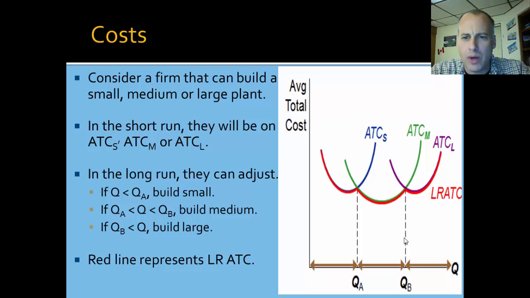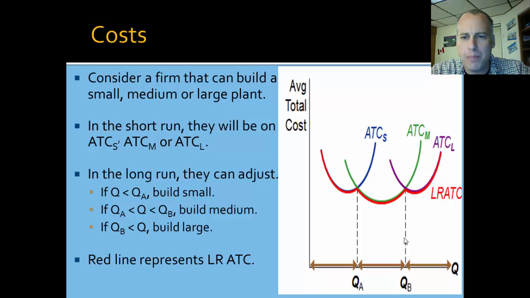But in the long run, if they can choose which one they want to be on, they can be on the red line at the bottom, the long-run average total cost curve, which is given by the envelope representing the bottom of each of the short-run total cost curves. So in the long run, they can adjust their capital stock.